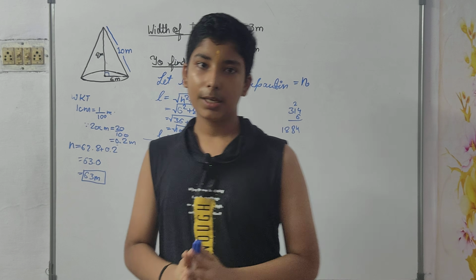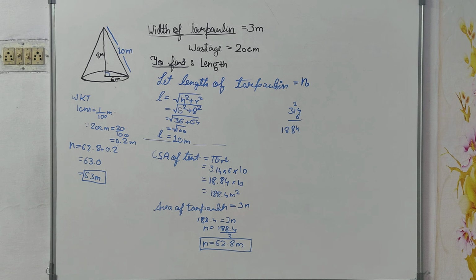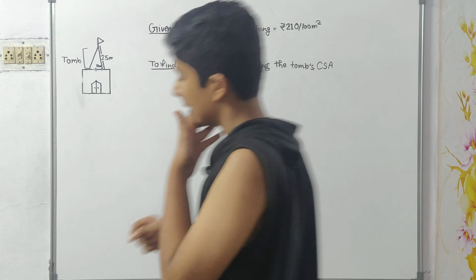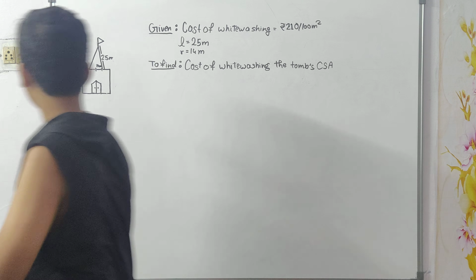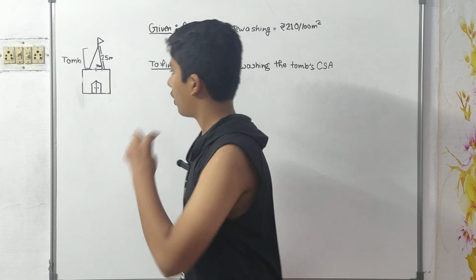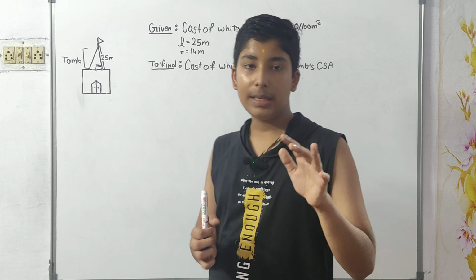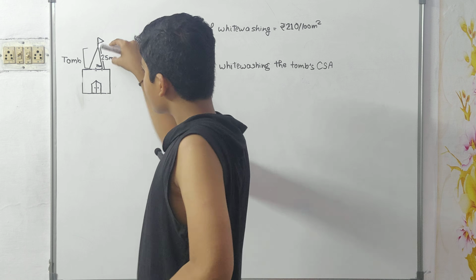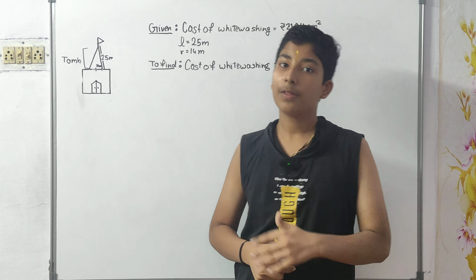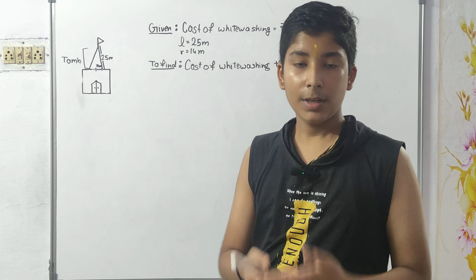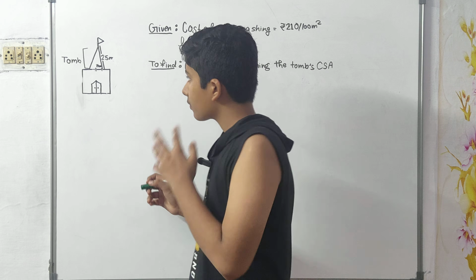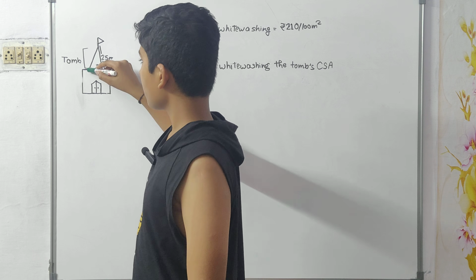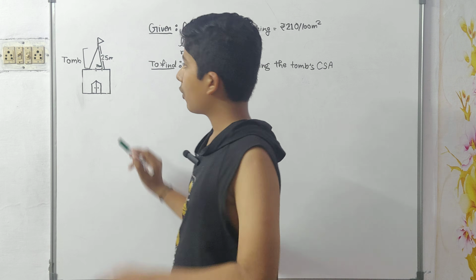Now let's continue with our next question. In this question, it is given that there is a conical tomb. What is a conical tomb? See, a tomb is the upper part of any religious place, for example any temple, any mosque. So here I've drawn a temple. Over there, it is a conical tomb.